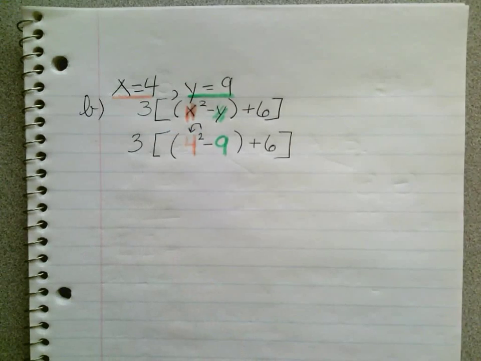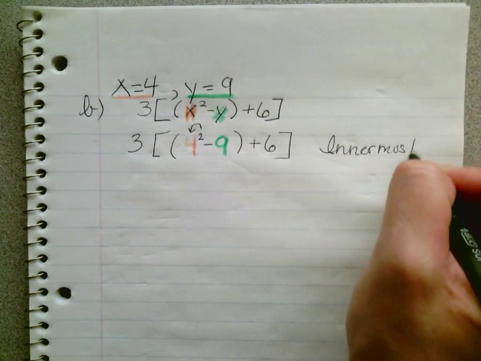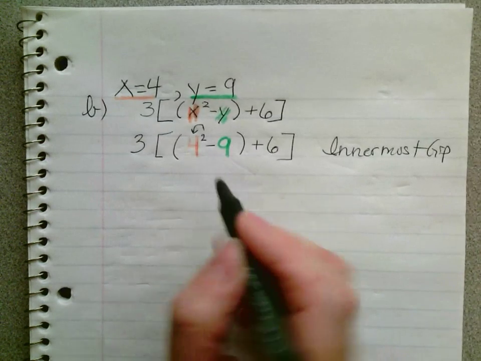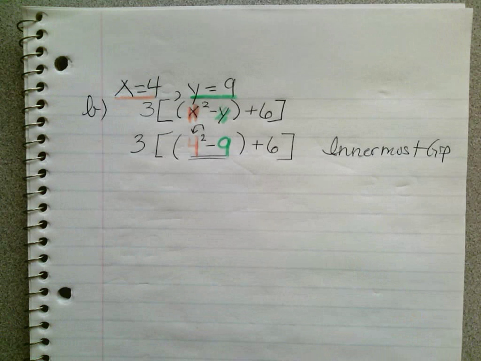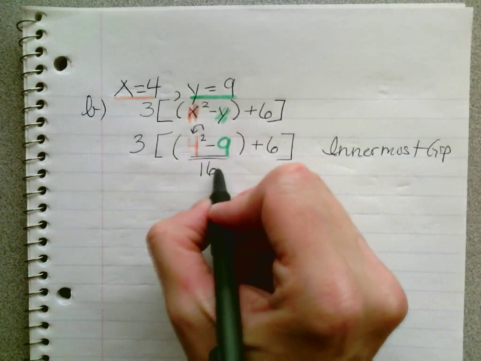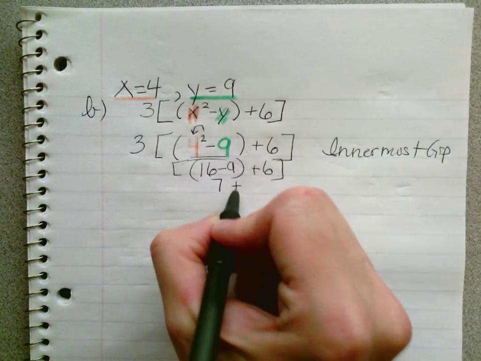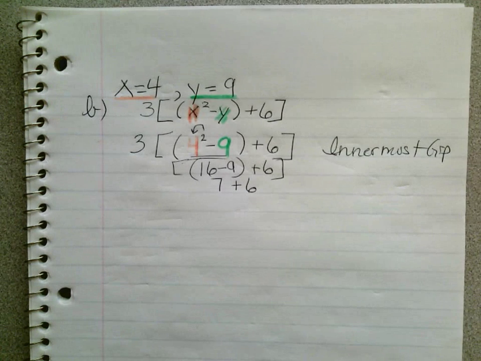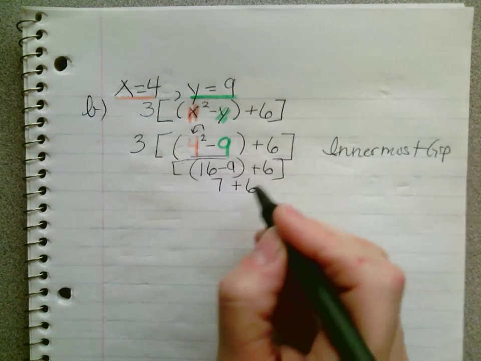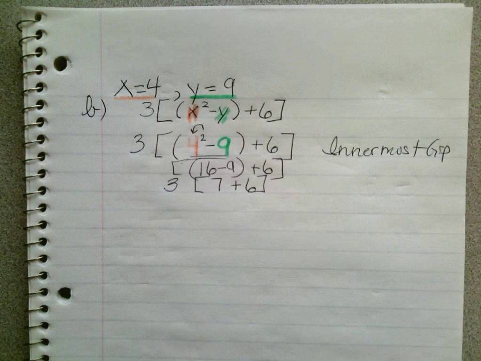Okay, this 3 is going to sit and rot for a while because we do the innermost group first, right? Which is this. Anybody know what 4 squared is? Go. 16 minus 9. 7, sorry. 16 minus 9 plus 6. 7 plus 6. You guys notice how I'm kind of working it? Now we're down to here. Still got to use that 3 though.